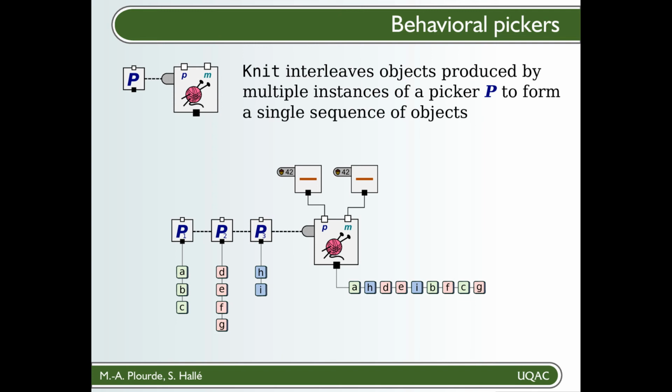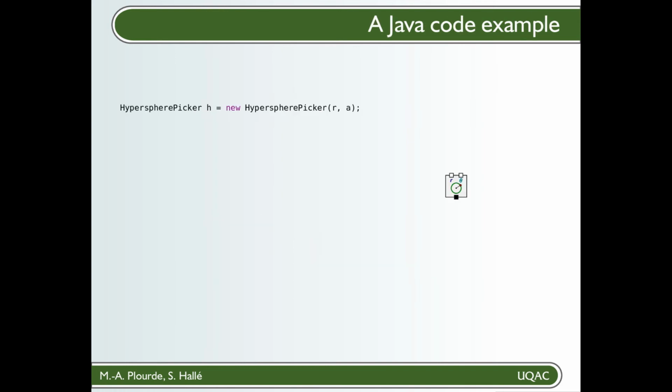How do you create such pickers concretely? Here's an example of what you write to create a wiring diagram involving a few of the pickers we have seen so far. The box at the bottom is the hypersphere picker, which, as we have seen, generates points based on a circle radius and an angle.